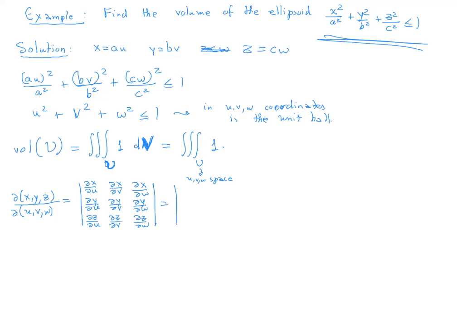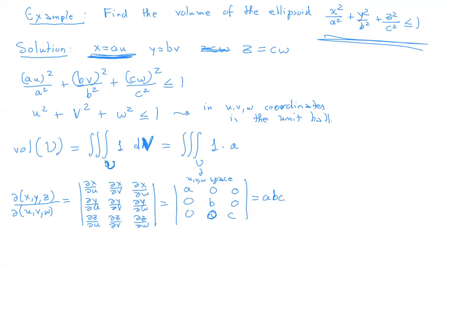And the partial of x with respect to u, that's a, and the other two partials are 0 because there is no explicit occurrence of v or w in the expression of x. It's right here. Then the other one similarly will be 0, b, 0, and the last one will be 0, 0, c, which means that the whole thing is abc. Here we assume that a, b, and c are positive numbers.